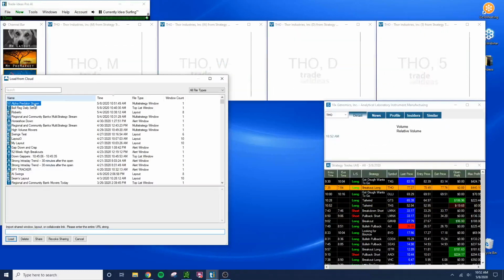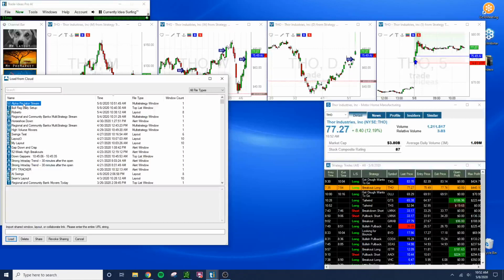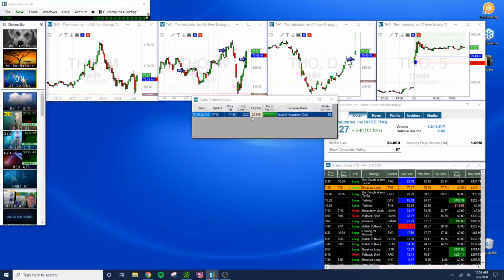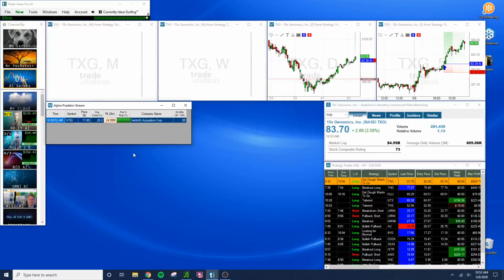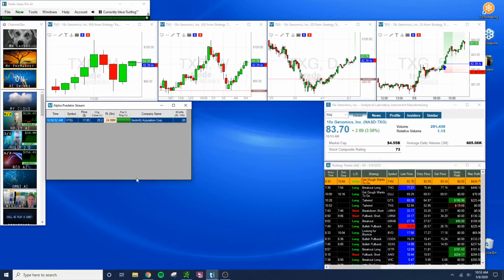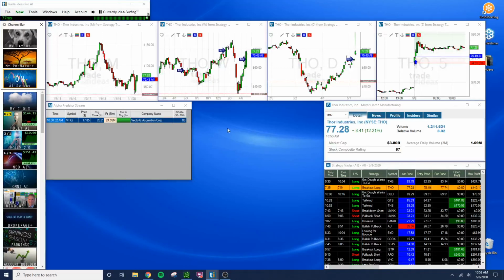So Alpha Predator is the one we just saved from that other channel a moment ago. It's right there at the top. I'll highlight it, hit load, and look at that. Now it opens here on my layout. Pretty easy. That's really the benefit of the channels: instead of recreating the wheel, you can find things that you like from each channel and bring them into your own layouts.